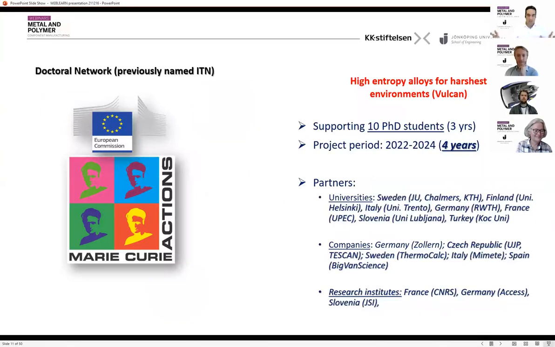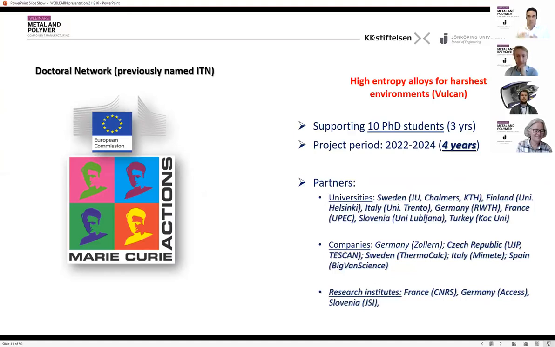In addition to what I mentioned so far, there is also another big activity going on. There was a European scale project that we submitted this year. The result will come during spring 2022. And it was a very intensive work to develop a project about high entropy alloys for harsh environments.